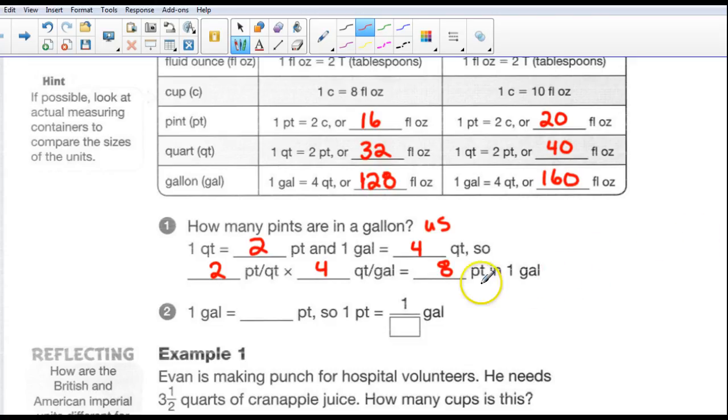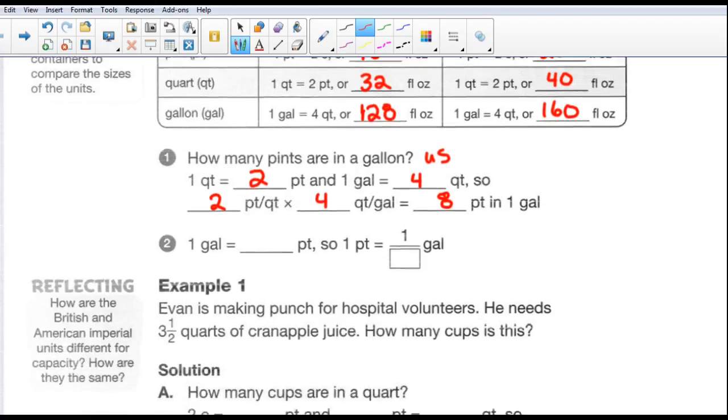Okay? If you want to know what the size of a pint is, it's about the equivalent of one of your chocolate milk containers that you get at lunch in the cafeteria. Okay, so 1 gallon we can say is 8 pints, so 1 pint is equal to 1/8 of a gallon. That's the relationship between those numbers.